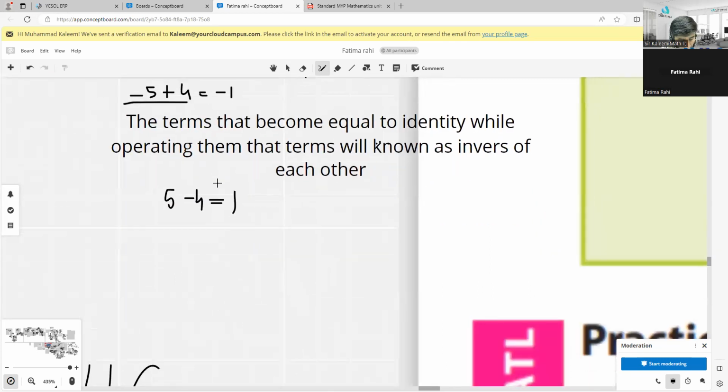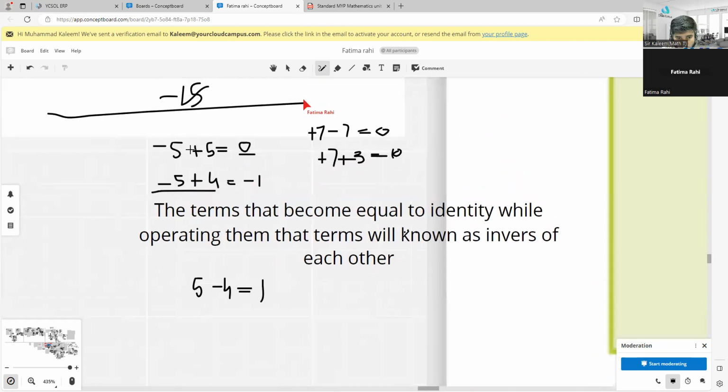Yeah. While we have a multiplication operation between them, then if the result is 1, we will say that these terms are multiplicative inverses of each other. These 5 and minus 5 are additive inverses of each other, because while adding, they give you 0. They give you the additive identity. So that's why they are known as additive inverses of each other. We have to add them, we don't have to multiply them.